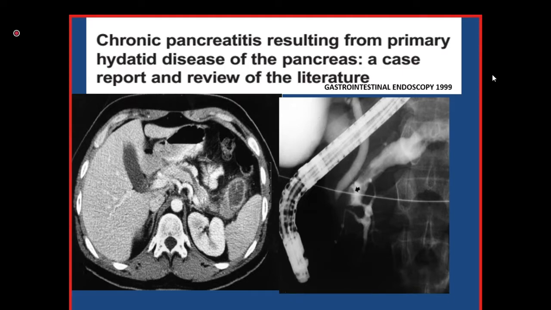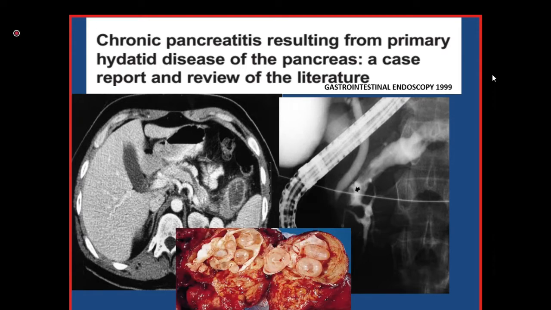This is one case report. Here you can observe a cystic lesion in the pancreatic tail region, and on ERCP you can notice a dilated and tortuous duct with stricture formation of the pancreatic duct. This means recurrent episodes can induce chronic pancreatitis also. Post-operatively, in the resected specimen you can see the distal pancreas, the cyst wall, and the various daughter cysts.